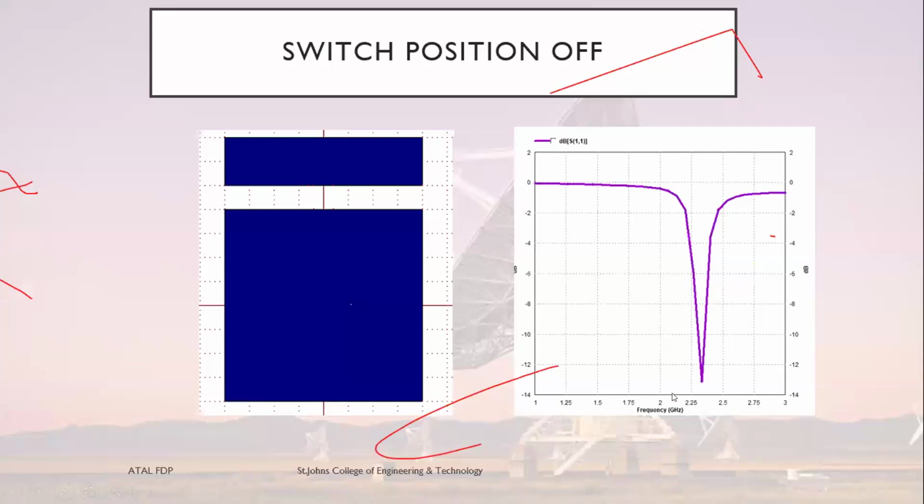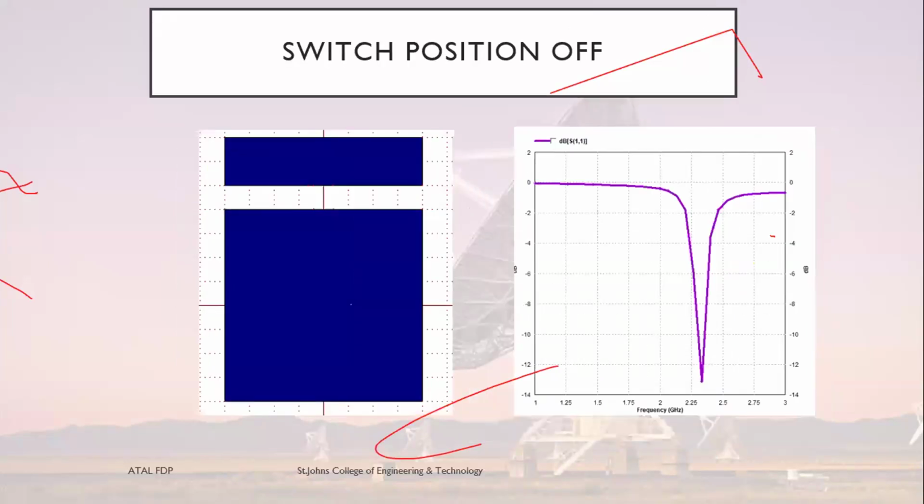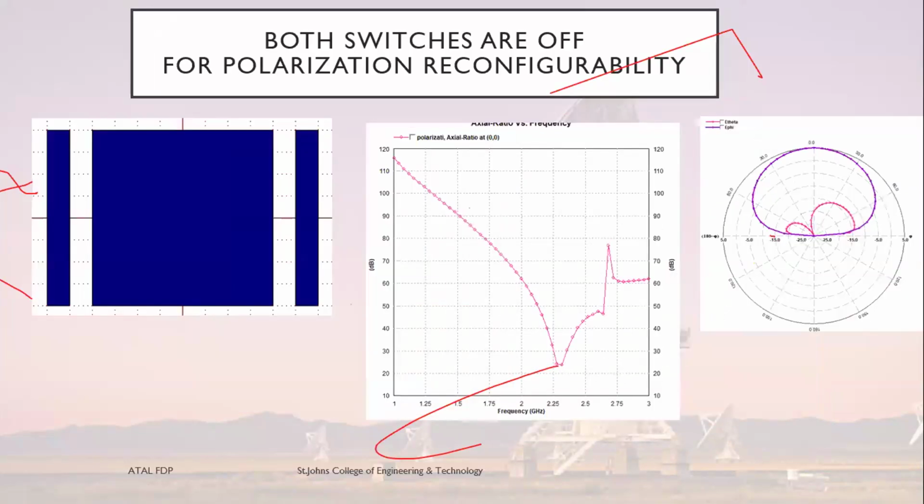Look at this. This is operating at 2.5 gigahertz. Now when the switch is off, the switch is not there. Tell me at what frequency it is operating? 2.25. Just by turning on or turning off, I'm able to change the frequency from 2.5 to 2.25.